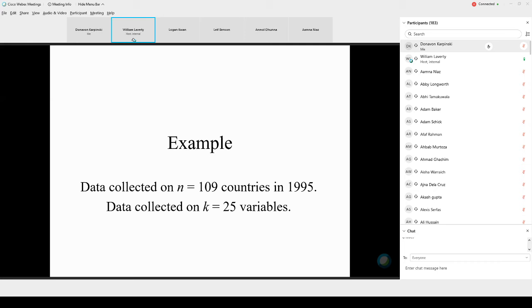Example. This was an example computed from data collected on 109 countries in 1995. One of the variables was population size. Of course, there would be a couple of outliers there: India and China, which had very large populations compared to the remaining countries.